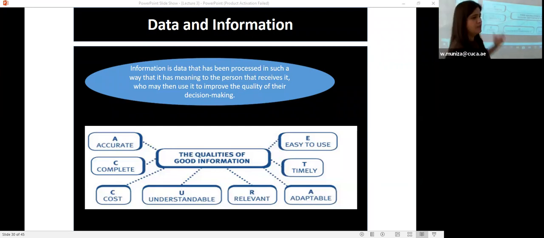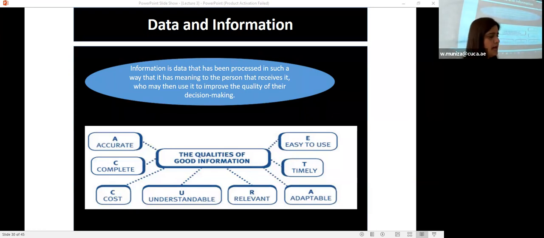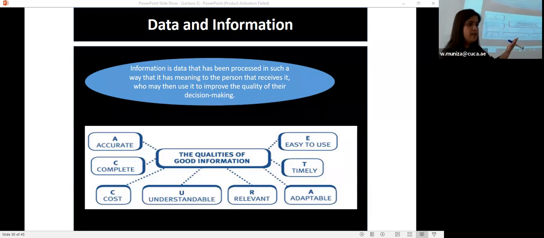What is information? Information is very clear to all of us when we work on the raw facts and figures, so that those facts and figures start giving a meaning to us, and it becomes information. Out of some particular data, if we are getting meaning, if we are understanding what is being told to us by that particular set, it is known as information. So they say that information is data that has been processed in such a way that it has meaning to the person that receives it, who may then use it to improve the quality of their decision making.